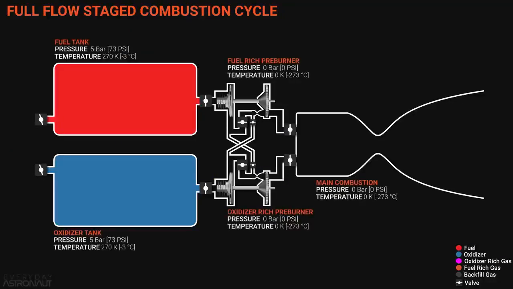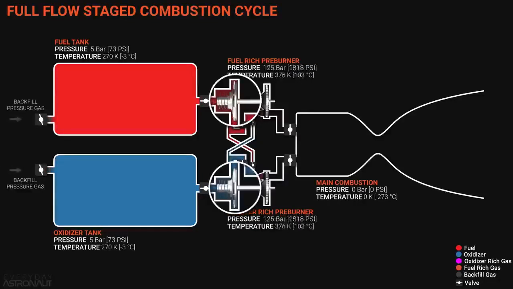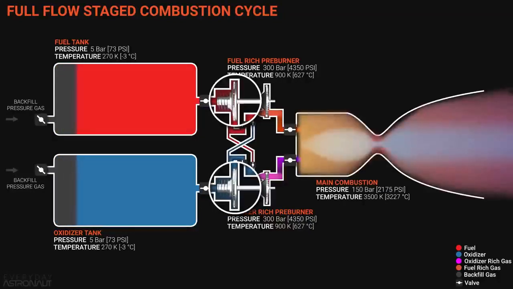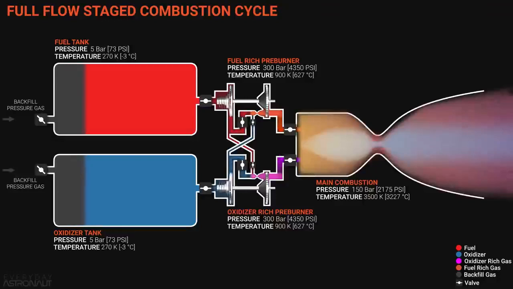Full flow staged combustion engines is exactly what it sounds like. The full flow of propellant, so both the fuel and the oxidizer, goes through a preburner and turbine. This means there's both a fuel-rich preburner and an oxidizer-rich preburner. Let's first just follow the propellants as they go through the pumps and turbines. Fuel and oxidizer arrive at the pump inlets at tank pressure, then the pumps take them up to the full preburner pressures. Then we take almost all of the oxidizer and run it through the oxidizer preburner and turbine.